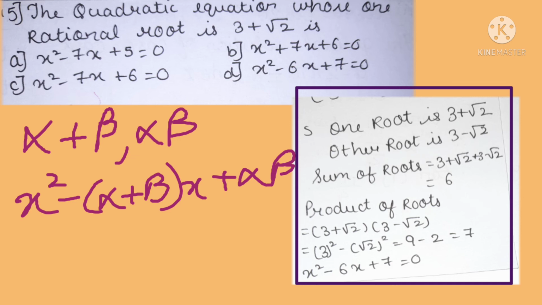So the sum of the roots is nothing but 3 plus root 2 plus 3 minus root 2, and the product of the roots, if we take the product, then we will get the answer. So this is nothing but the construction form, that is x square minus 6x plus 7. So the option will be D.